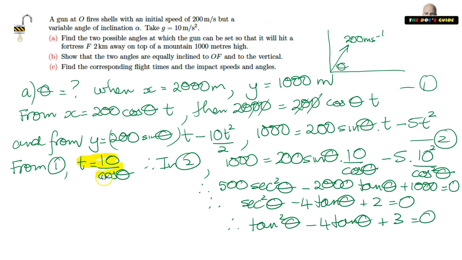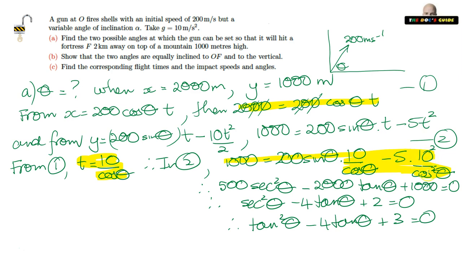So t equals 10 on cos theta from this step up here. And if we take that value of t equals 10 on cos theta and put that into our equation 2, so that we're eliminating the parameter t, we get this equation, which looks awful, but we just persevere with it because we have all the mathematical skills to cope with this.